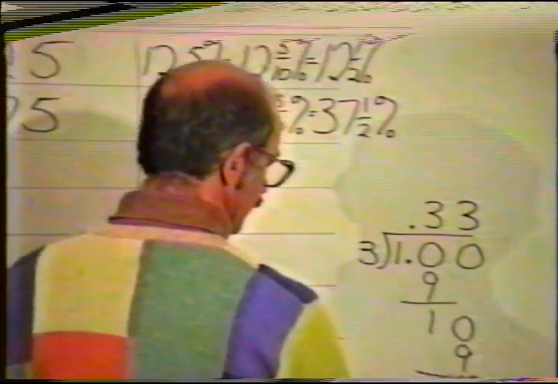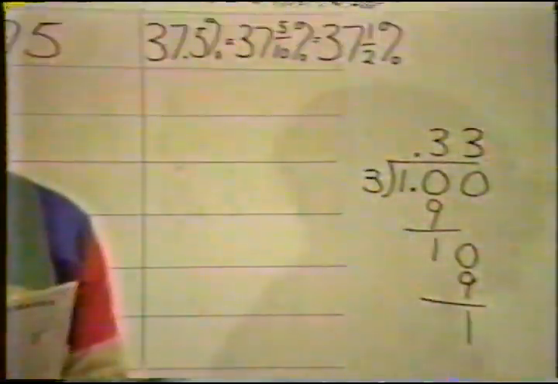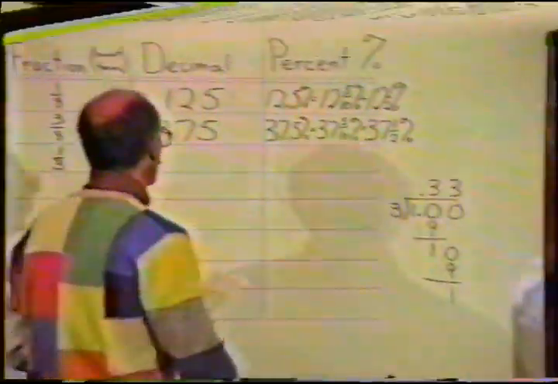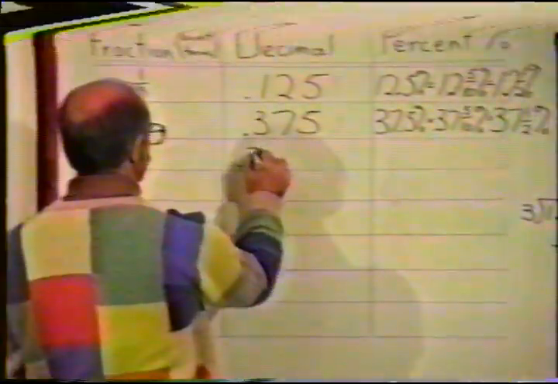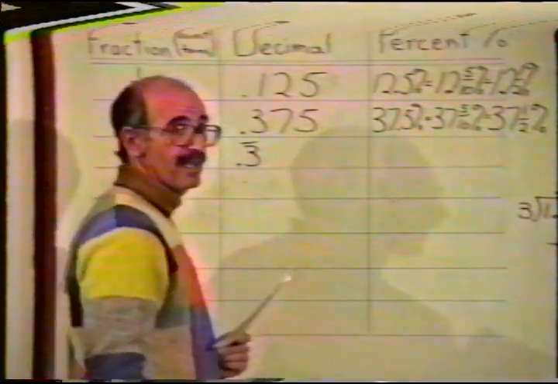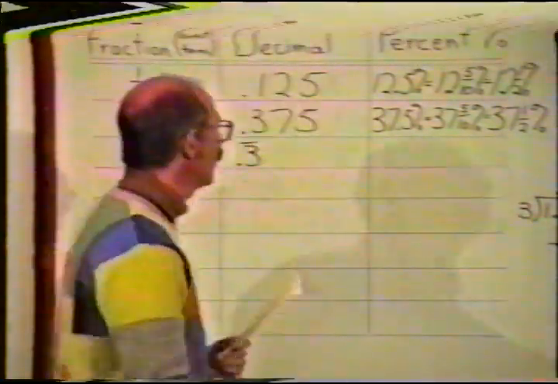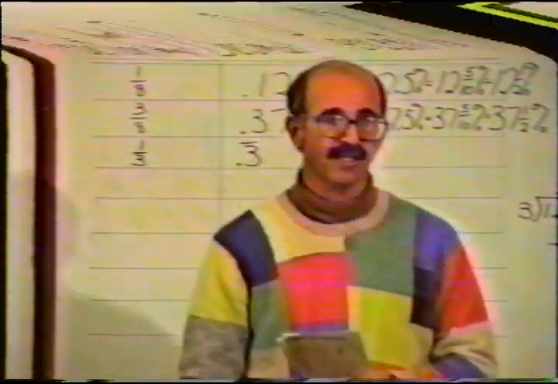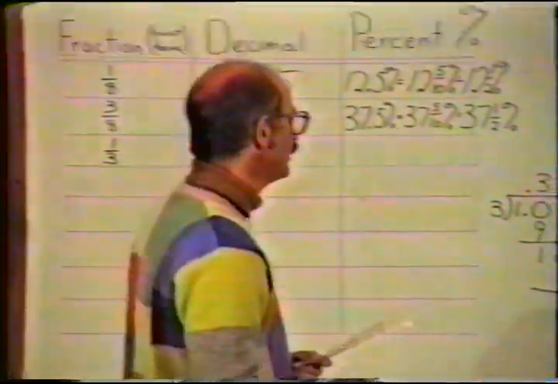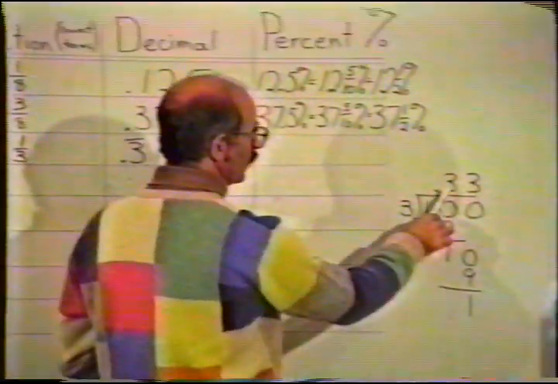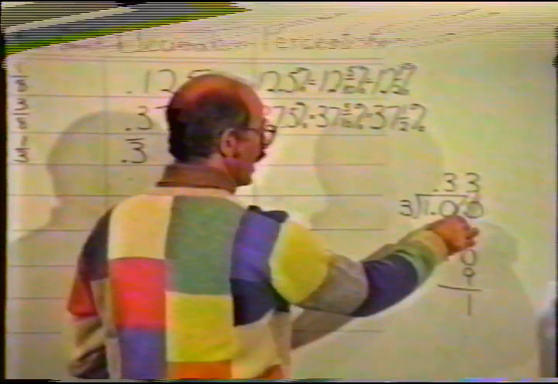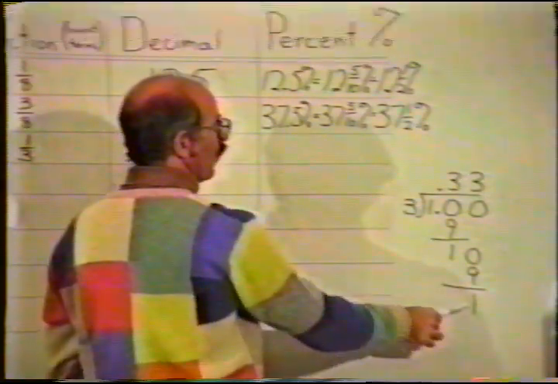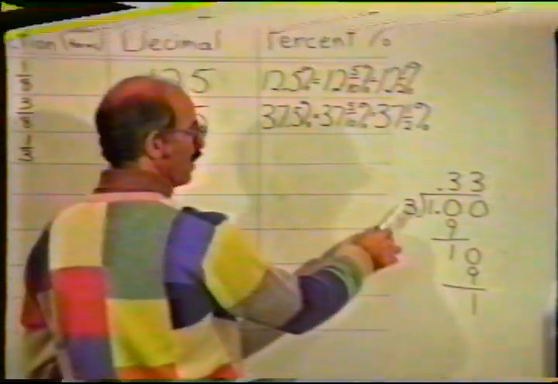Subtract and get 1. Now you can probably see that we're going to have a repeating decimal of 0.3 repeating. And we show that by putting a line or a bar over the 3. But in order to help us make this into a percent, we are going to carry out the division so that we have filled 2 decimal places, and then we're going to take the remainder and make it into a fraction. 1 left over. 1 what? 1/3.